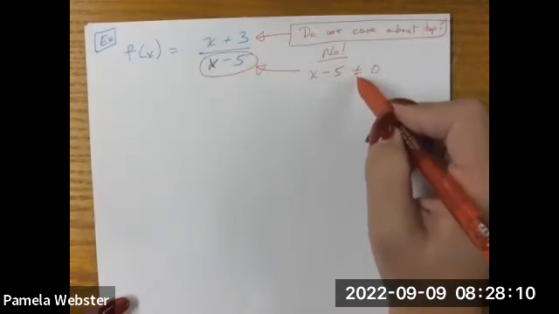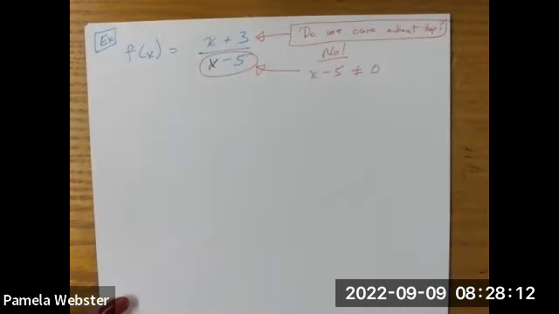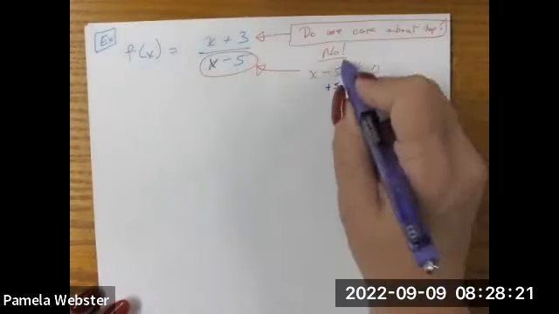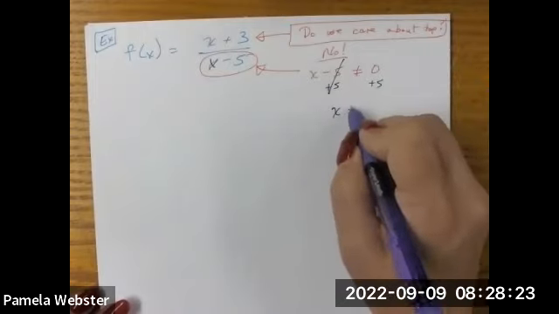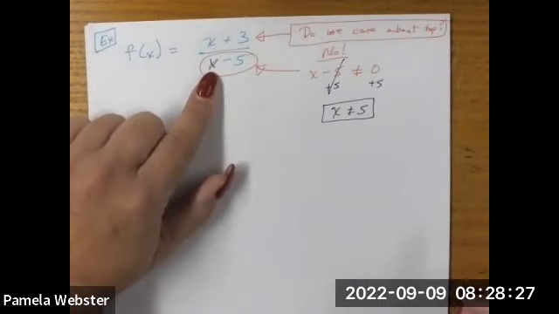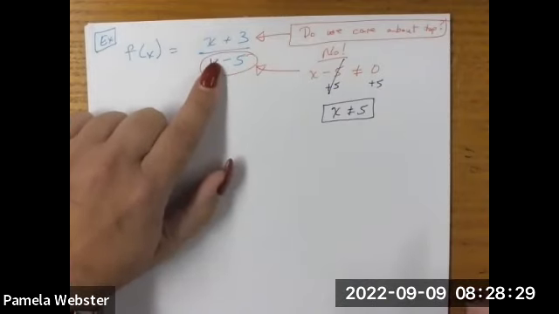You treat this does-not-equal sign just like you would treat an equal sign or an inequality. It is literally one of the inequalities. So how can I solve this guy? Add 5, add 5, right? x cannot be 5. And if I look at it, sure enough, 5 minus 5 would give me 0. And that is the problem.